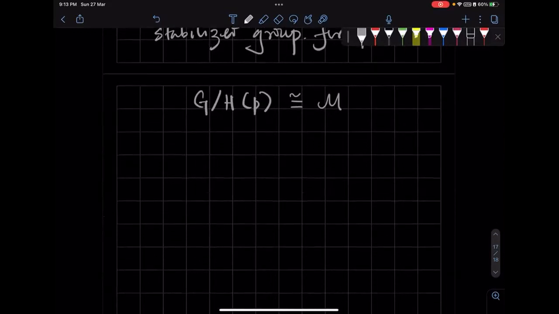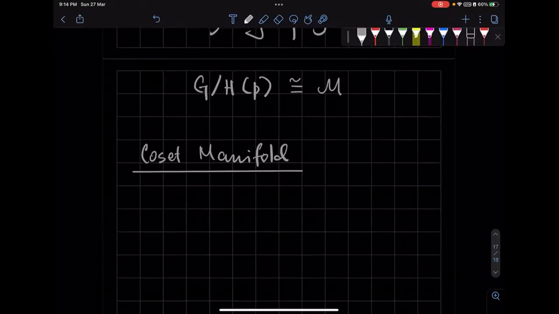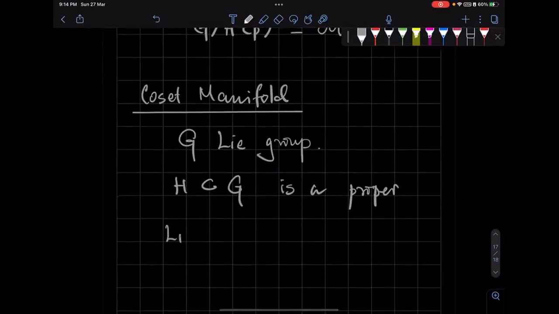So before we go to the orbit stabilizer theorem, let me just motivate the idea of a coset manifold. Okay, so what is a coset manifold? Suppose you have some group G. It's a Lie group. So Lie group means that G has some parameter space, which is a manifold, right? And H is some proper subgroup of G, say, a proper Lie subgroup, okay?